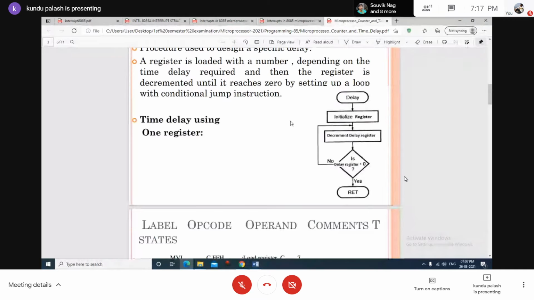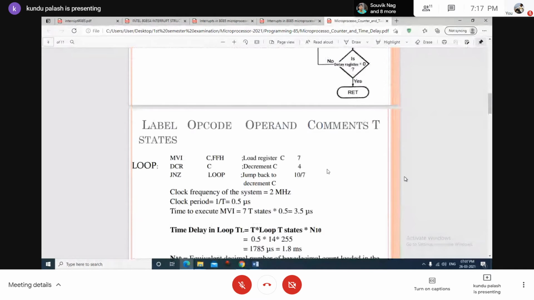So what will be the implementation of generating time delay? Look at this software code: MVI C, FF, the highest value of a single byte register. Then DCR C, the content of C is decremented by 1.